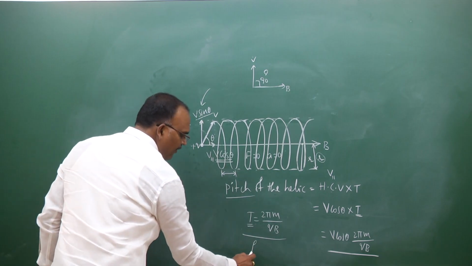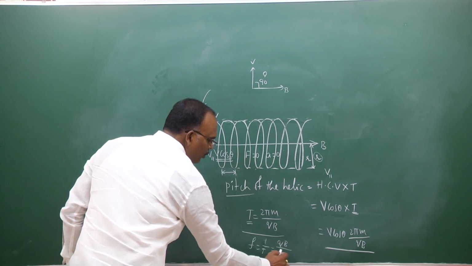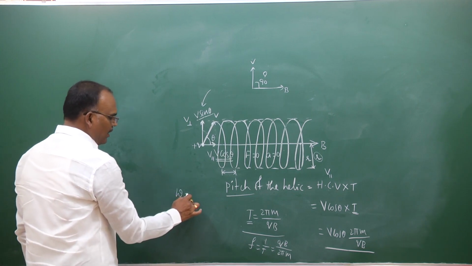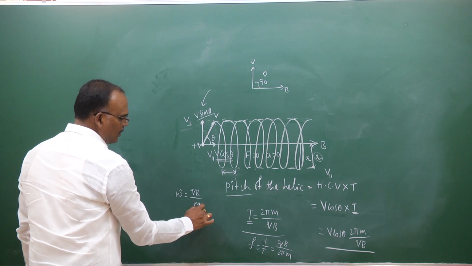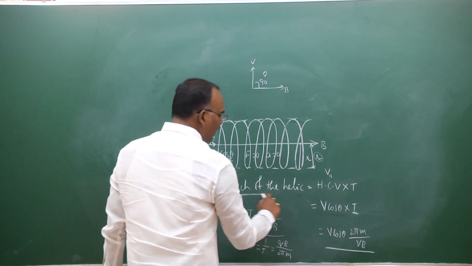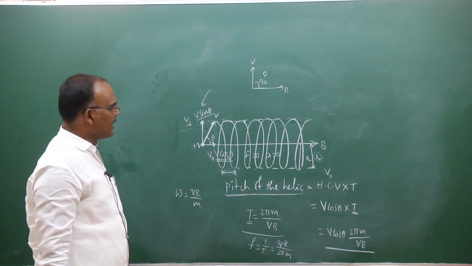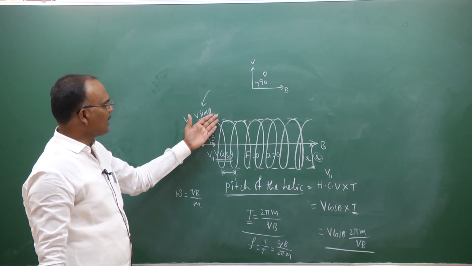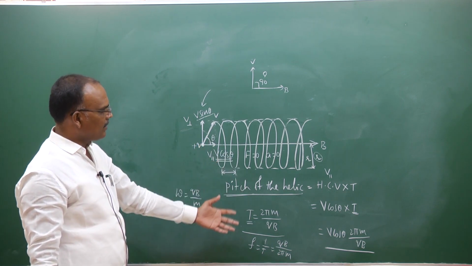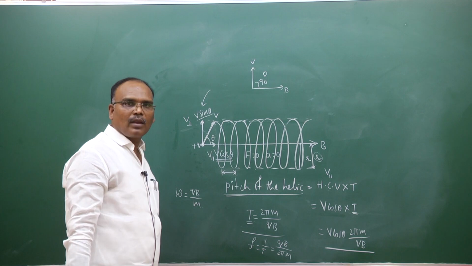Time period and even frequency remain the same. Frequency is 1 by time period, which can be written as qB by 2 pi m. Even omega is qB by m. Now these are all the same. The additional thing we have learned here is the pitch of the helix. So all the concepts related to a charged particle projected into a magnetic field at an angle other than 0, 90 and 180 are also covered. This is how we will measure everything.